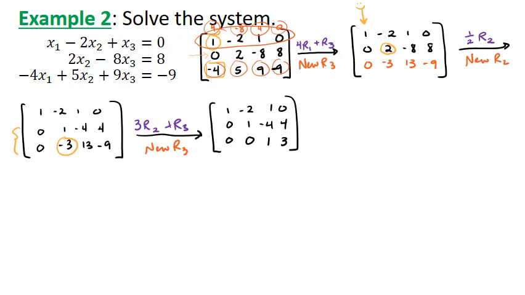Excellent. Okay, we are doing so well. We have our triangular form. I'm sorry, what happened here? This should just be a 1. Sorry.